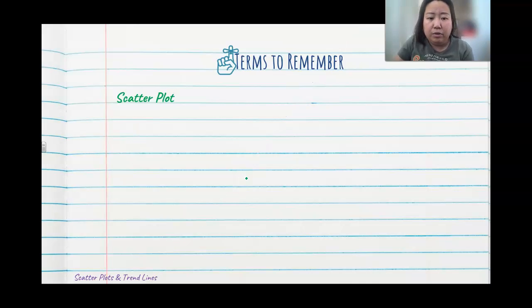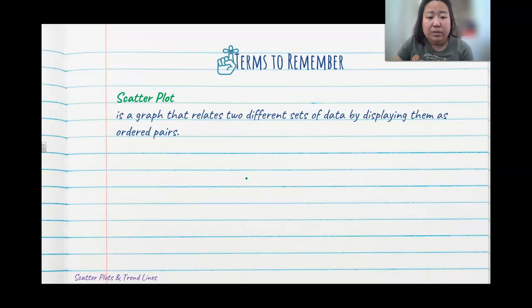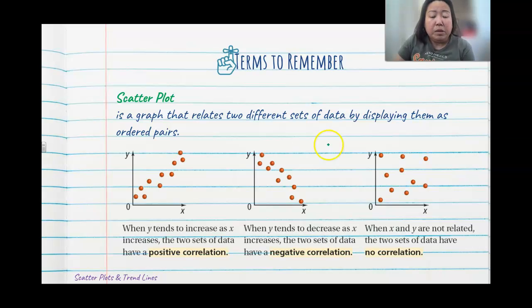We have our scatter plot. And when we say a scatter plot, it is a graph that relates two different sets of data simply by displaying them as ordered pairs, okay? So typically when you have a data set, usually in table form, all you need to do is locate them on your graphing area and then just plot each of those data points. So your scatter plot can have three possible looks, okay?